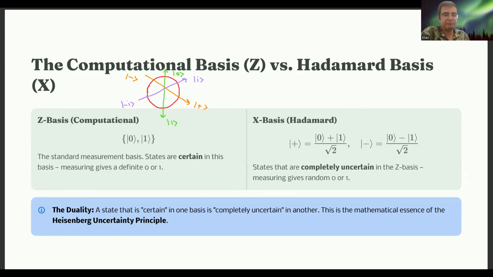If you're in the state plus here, you can also write it exactly with this representation. This is equal to state 0 plus state 1 divided by square root of 2. And state minus, that is right here, is going to be 0 minus 1 divided by square root of 2. These are states that are completely uncertain for measuring, because if you are in state plus or minus and you measure the qubit, the result might be 0 or 1. We don't know that for sure. There is an equal chance that you will get 0 or 1, because after you measure the quantum state, the result is either going to be 0 or 1. So have that in mind.